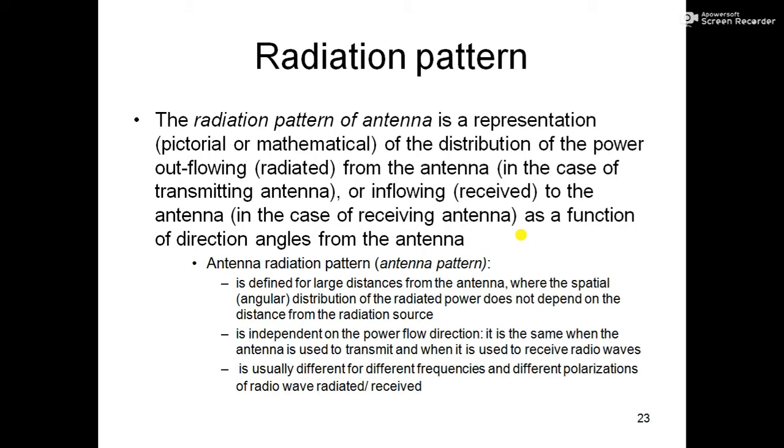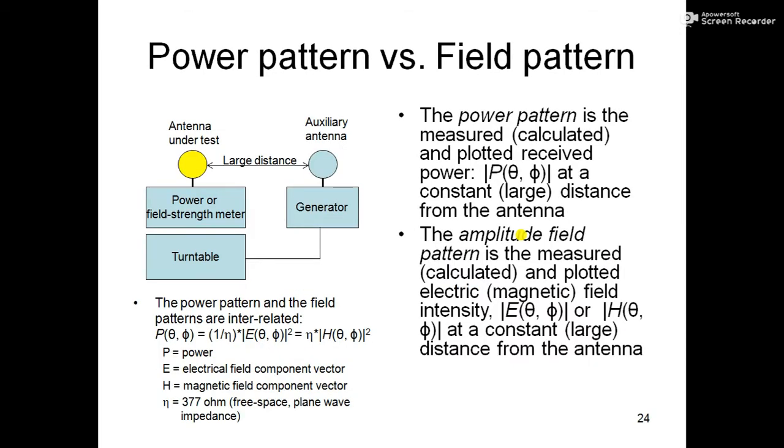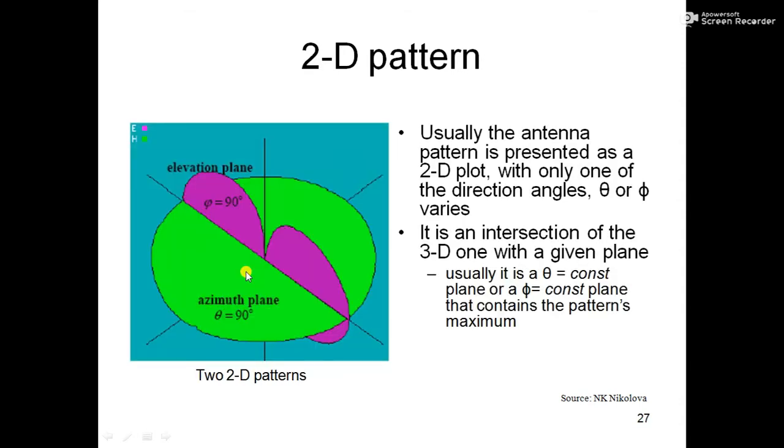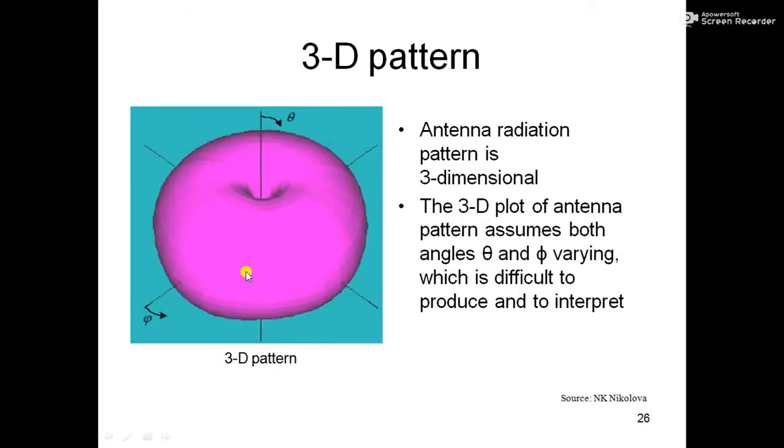So, what is radiation pattern? The radiation pattern of an antenna is a representation, pictorial or mathematical, of the distribution of power outflowing. Let me just show you with a picture. So this is a radiation pattern, right? It is a three-dimensional radiation pattern. If we have an antenna at the center, then how is the power distributed in a 3D coordinate system? It is distributed like this, right? So this is what a radiation pattern is.